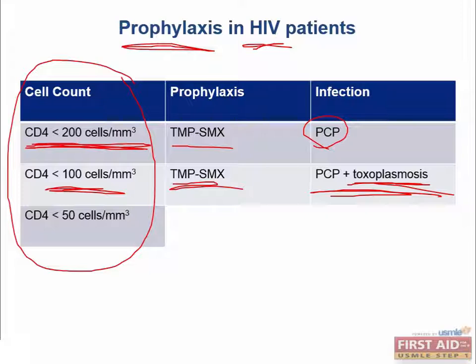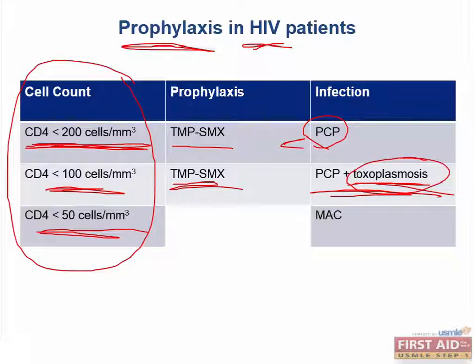Very good. So finally, in patients with CD4 counts of less than 50, what kind of organisms are we concerned about? Well, in addition to being at risk for PCP and toxoplasmosis, we're concerned for Mycobacterium avium intracellulare, or MAC. And do you remember what medication we can use as prophylaxis for MAC? We can give azithromycin, a macrolide.